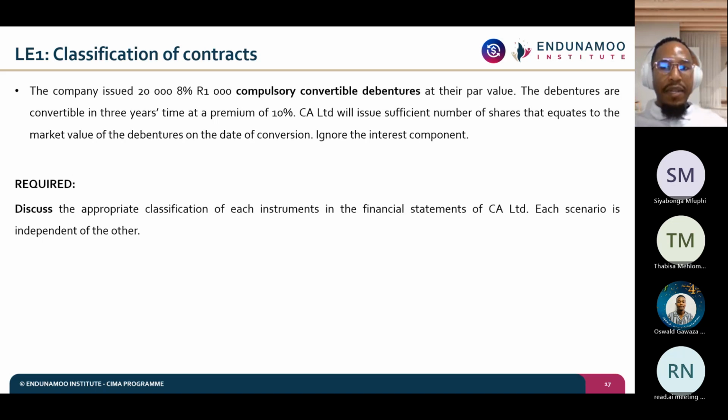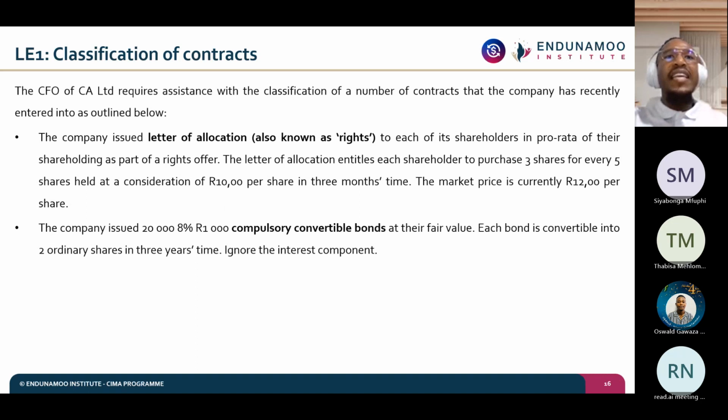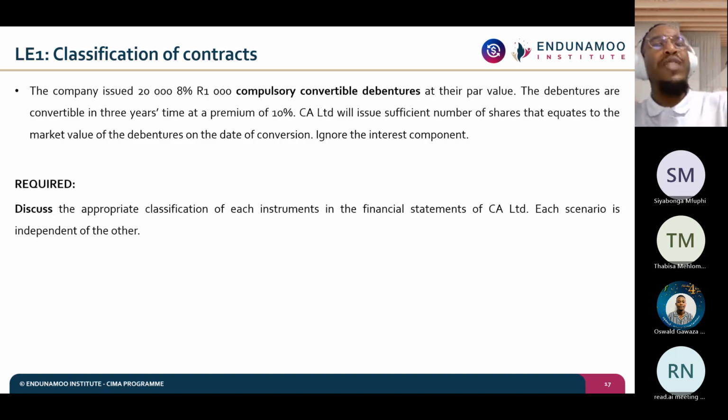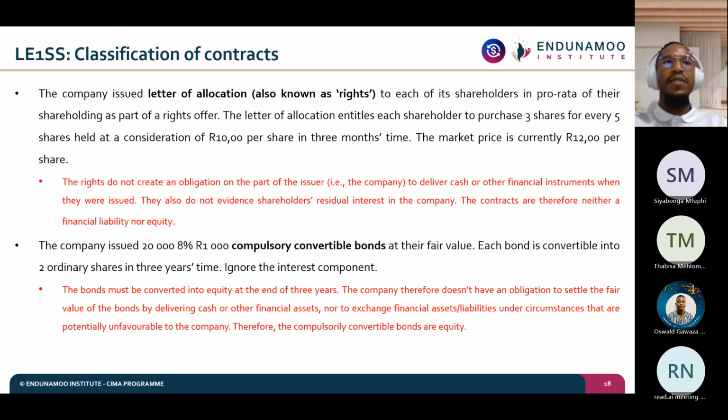In that case, because the number of shares will differ, that creates a financial liability. Unlike what we had in the other scenario where we said each bond is convertible into 2 ordinary shares, we knew that it's going to be convertible for a fixed number of ordinary shares. Here, we have a variable number of ordinary shares. The fact that the number of shares is variable creates a financial liability. But that is just to complete your understanding. It's beyond the scope of your CIMA studies. Is that clear, Obuhle? Yes, it's clear, sir.